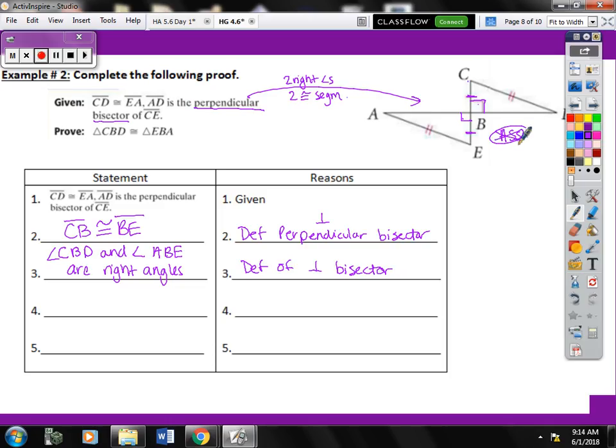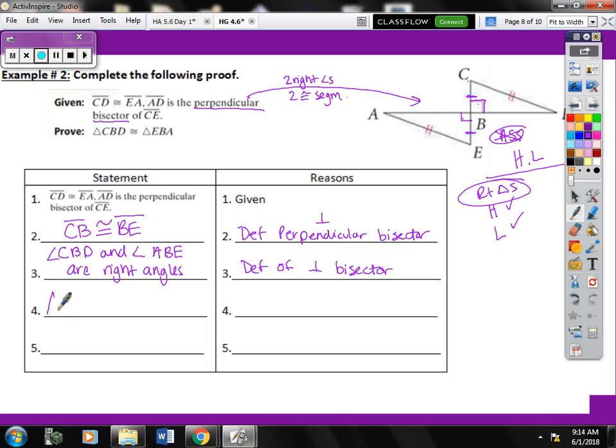ASS, okay, which again would indicate that we are going to use HL. Remember, to use HL, you need to have right triangles, you need to have congruent hypotenuses and congruent legs. You have to have all three things. So we do have congruent hypotenuses. Those were in the given. We have congruent legs. That was also kind of given to us with the perpendicular bisector. And so now we have to state that we have right triangles before we can use the theorem.